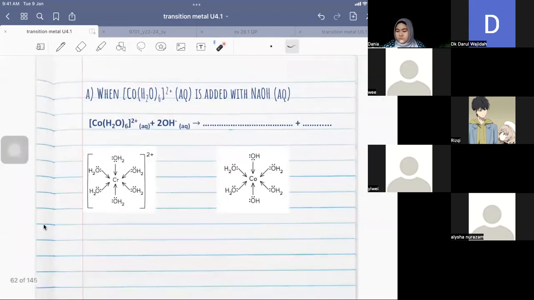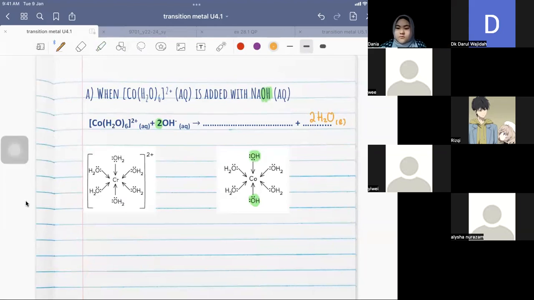Okay, so what happens when we add sodium hydroxide, right? It's the hydroxide ions that act as the ligand. The sodium ion would just be floating around in the solution. So same as copper, only two hydroxide ions can be incorporated into the complex no matter how much excess you add. Okay, so that's why you add two hydroxide ions, you kick out two water molecules.